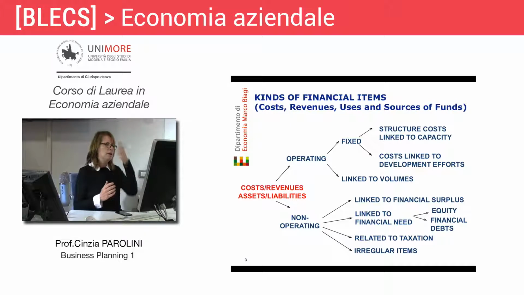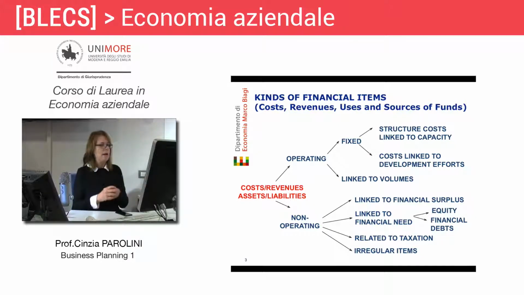For example, if we manufacture bicycles, operating activities are represented by the purchase of raw materials, the manufacturing of bicycles, and the sales of our bicycles. Those are operating activities. We have costs, revenues, assets, and also liabilities connected to our operating activities.